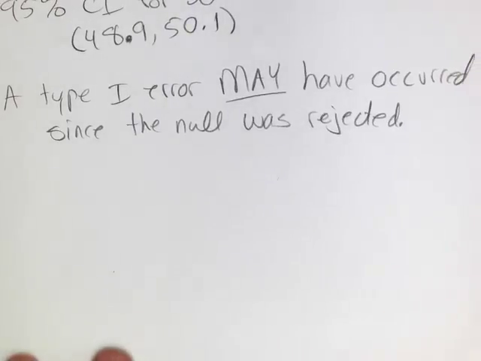If we had failed to reject the null, then a type 2 error may have occurred. What's important to remember is that you cannot have committed a type 1 and type 2 error at the same time, because it's not possible to reject and fail to reject the null at the same time.